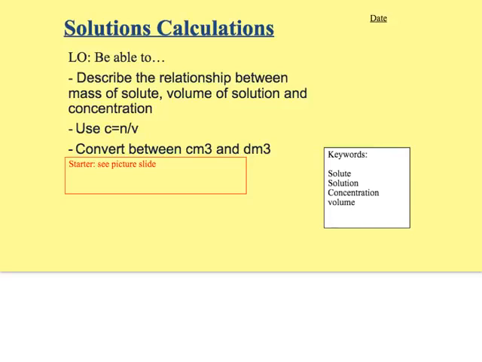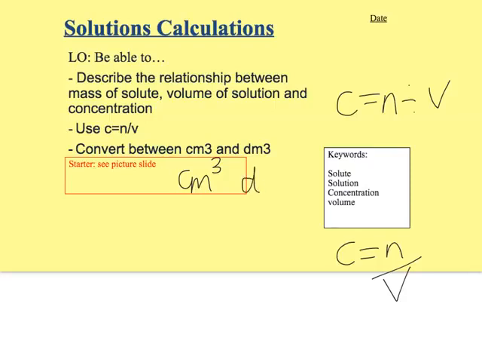I'm going to use a new equation which is C equals N over V, or if you want to write C equals N divided by V, but I really don't like that. I'd rather you wrote C equals N over V. And you need to be able to convert between centimetres cubed, sorry I've lost my superscripts there, and decimetres cubed, so you need to understand what those are, and I will explain that to you.